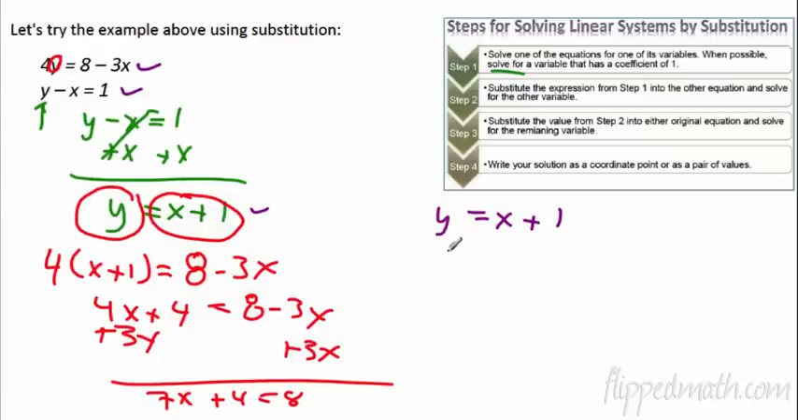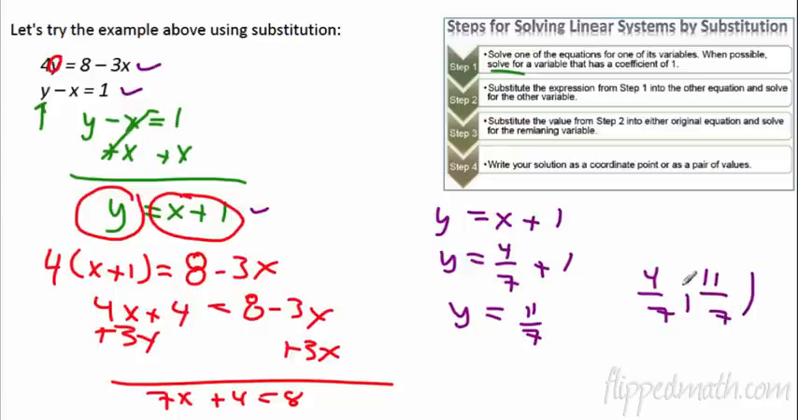So y equals x plus 1. y is going to equal 4/7, because that's what we got for x, plus 1. What's 4/7 plus 1? Oh, that's 11/7. You guys know your fractions. So the answer for this one is x equals 4/7 and y equals 11/7. That's an ugly fraction, but you know what? It is what it is.